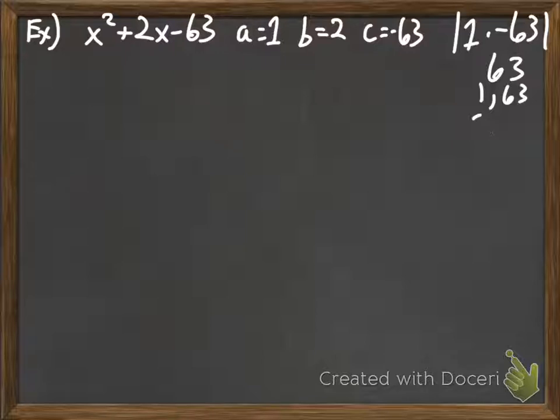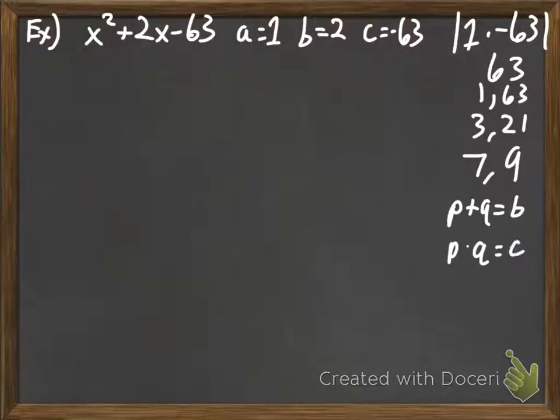2, now that won't work. 3 will work, so we get 3 and 21. 4 won't work. 5 won't work. 6 won't work. 7 will work though. It's 7 and 9. 8 won't work. And then we're back to 9, so we don't even have to worry about it. So we need these to add up to be our b value, and we need them to multiply to be our c value.